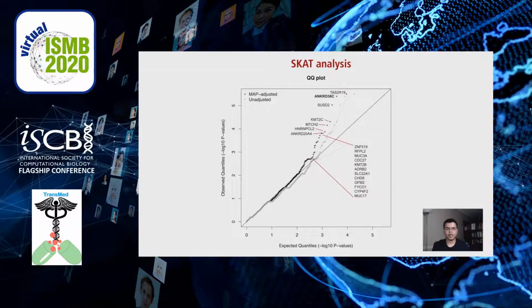We confirmed the ANKRD36 involvement by carrying out a SKAT analysis. This analysis is based on gene, not on individual alleles. We found that the ANKRD36 gene really pops up as one of the top hit candidates. Thus, it proves our earlier finding that ANKRD36 is one of the major genes involved in TTP disease progression.